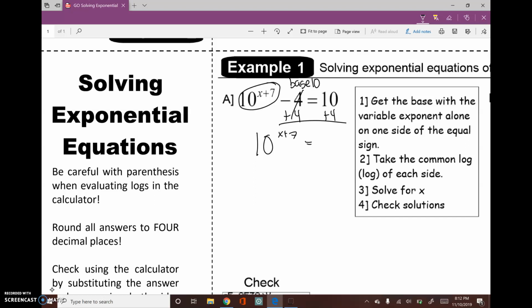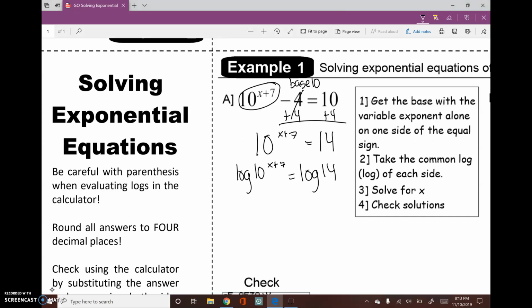Once I have the base alone, I can take the log of both sides to be able to solve for the exponent. So I'm going to take log base 10 of both sides. So I would have... Please remember to take the log of both sides, because what we do to one side has to be done to the other.